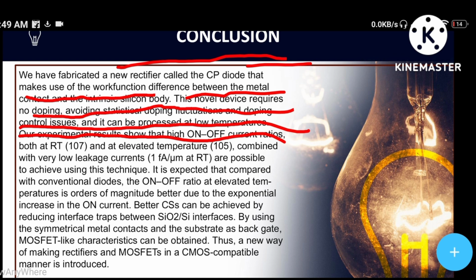It is expected that compared with conventional diodes, the on-off ratio at elevated temperature is orders of magnitude better due to the exponential increase in on current. Better CS can be achieved by reducing interface traps between the SiO2 and Si interfaces by using symmetrical metal contacts and the substrate as back gate. MOSFET-like operation can be obtained. Thus a new way of making rectifiers and MOSFETs in a CMOS compatible manner is introduced.